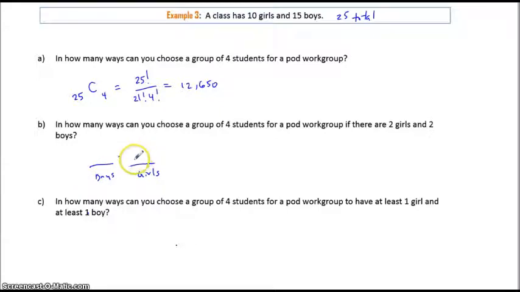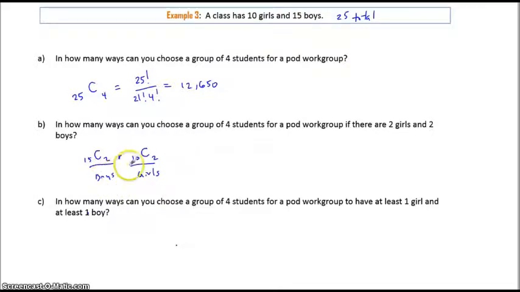How many girls do we have? We have 10 girls, and we're going to choose 2 of them. And again, this is a pod work group, so order is not important. So the way to pick 2 girls out of the group of 10 is 10C2. Now for the boys, there's 15 boys and we're going to choose 2 of them, 15C2. So we're going to multiply these together because that's the multiplication principle.